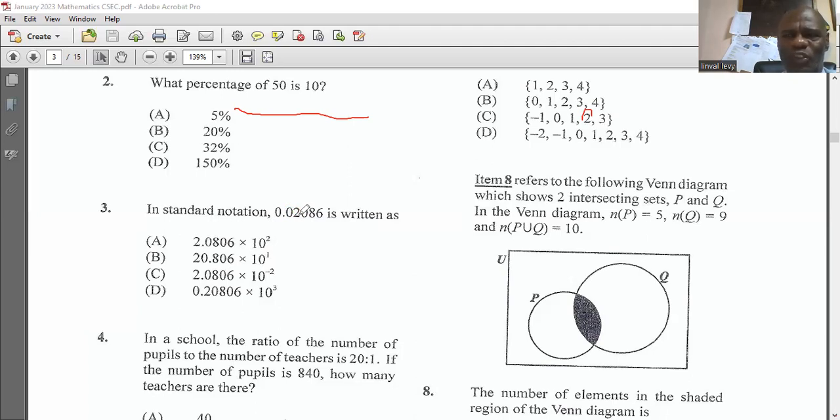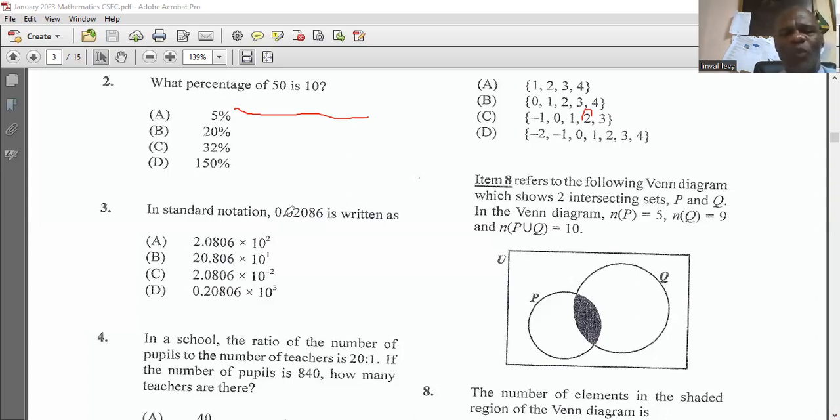Now the direction in which you move the decimal point tells us what type of power. Is it a negative power or a positive power? So in this case, we are moving the decimal point to the right. If we are moving the decimal point to the right, that's a negative power, all right? So a movement to the right, the negative power. If we had moved the decimal point to the left, then we would have a positive power.